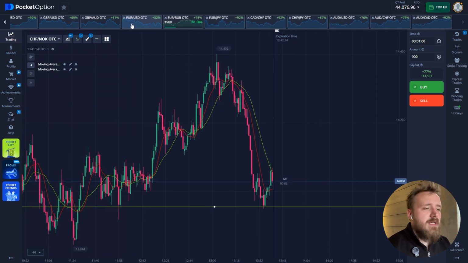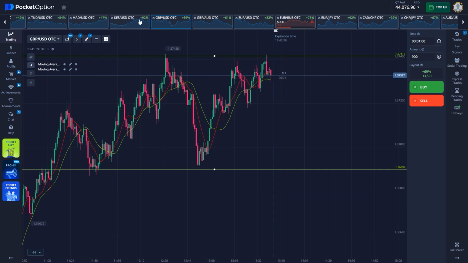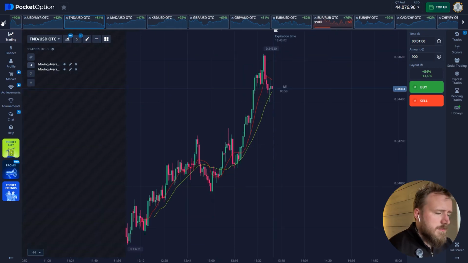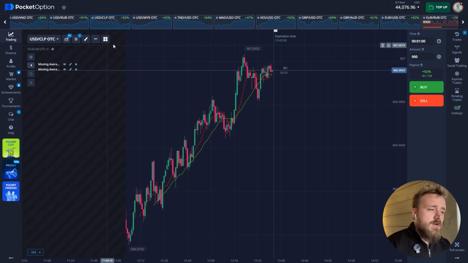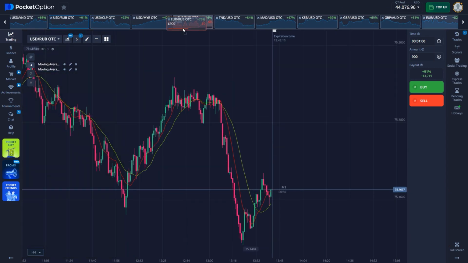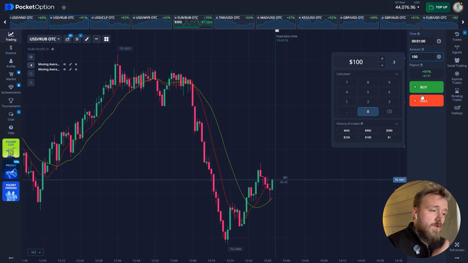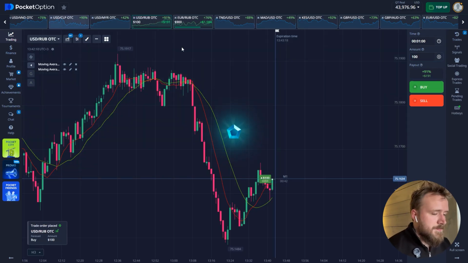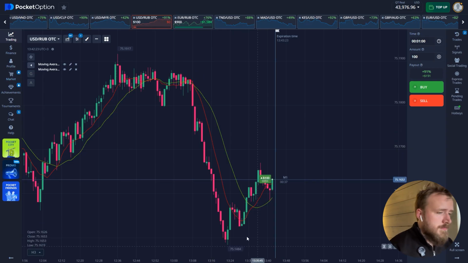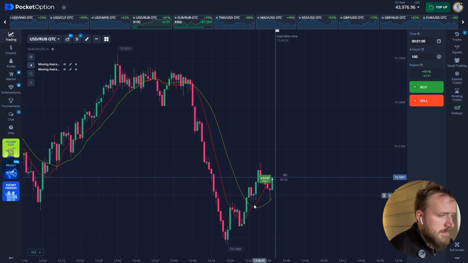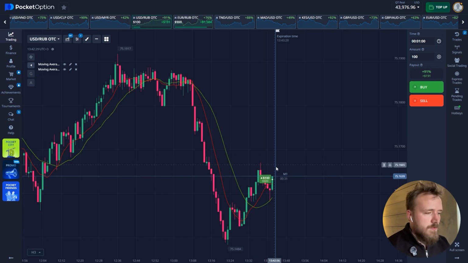Let's find something that matches our conditions, specifically moving average crossings. All right, we're searching, friends. Look, the payout percentage on many assets has already dropped. We can open on this asset. Let's make a small $100 trade. Here, after a downward move, the price reverses. There was already a correction, but this can be considered a full reversal now.